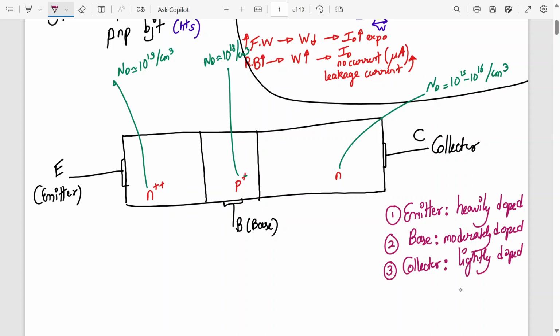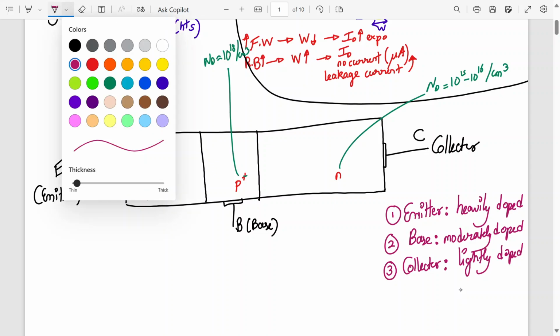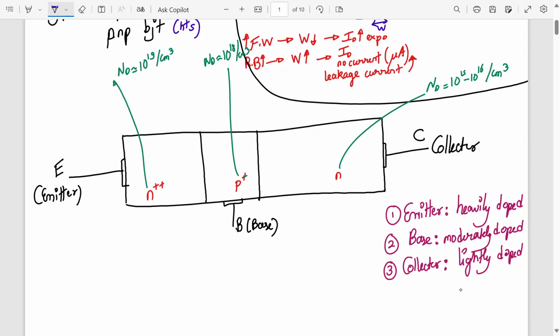Okay, the number of charge carriers are less. Now, is there a depletion layer present over here also? Yes. A PN junction is formed here also, so there is a depletion layer present here, more onto the base side. This is called the base emitter junction, and it's the depletion layer as well. We can call it the base emitter depletion layer.